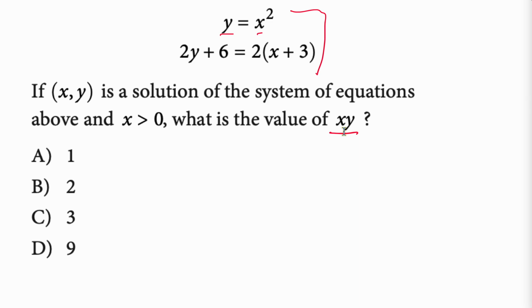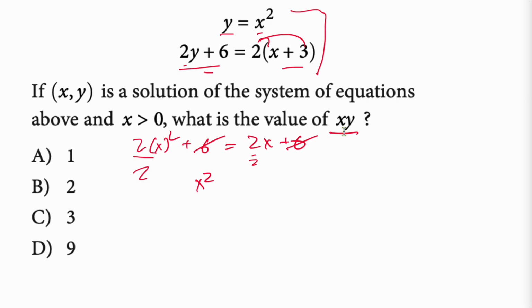So y equals x squared. Because y equals x squared, we can substitute this equation for the y, right? So instead of 2y, I'll write 2 times x squared, plus 6 equals 2x plus 6, because I break the parentheses here, right? So 2x squared plus 6 equals 2x plus 6. So 6 on both sides, I cancel them out, right? And then I divide both sides by 2. So I have x squared equals x.